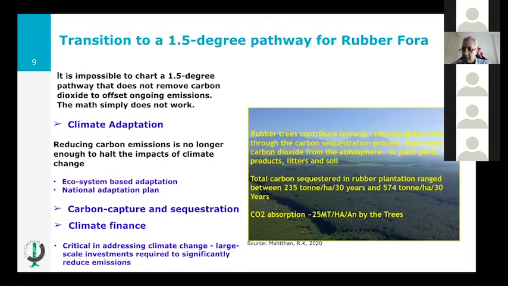In addressing climate change, we need investment. Large scale investment is required to significantly reduce emission. How can we encourage bringing more investment to attract or to support small farmers, to discourage deforestation? This is something the rubber space or the producing countries could look into, addressed more to the small farmers.